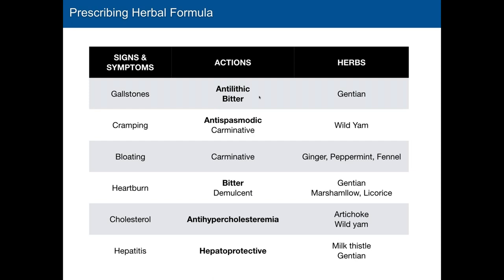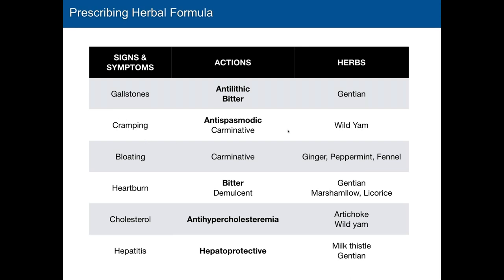So, for this particular person, I look at the signs and symptoms. Those would be, let's say, gallstones, which we found out on an ultrasound. They also have cramping pains, some bloating, maybe a little bit of heartburn, elevated cholesterol. The liver is inflamed. So for that, we want to choose actions associated with these different things. With gallstones, you want to think of antilytic and bitter. A herb I might want to use is gentian, so I've narrowed it down there.